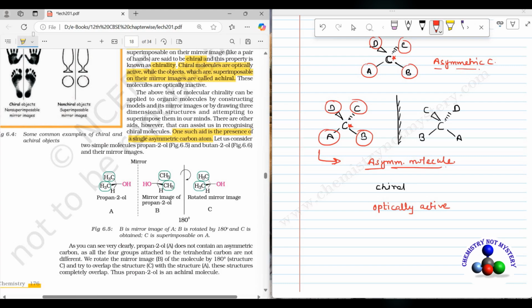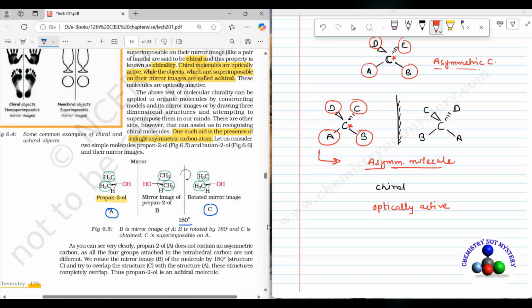So here they have drawn the structure of propane-2-ol, and then they place a mirror in front of propane-2-ol. When you see the image, OH is on the right side of the carbon, and in the mirror image it is on the left side of the carbon. And again, when you rotate this image by 180 degrees, you will get the same molecule. This A and C are identical to each other.